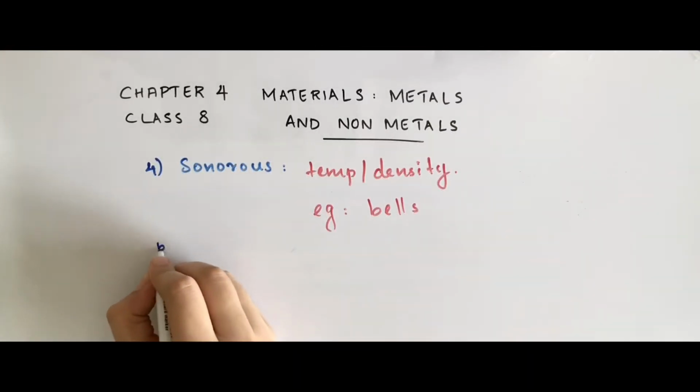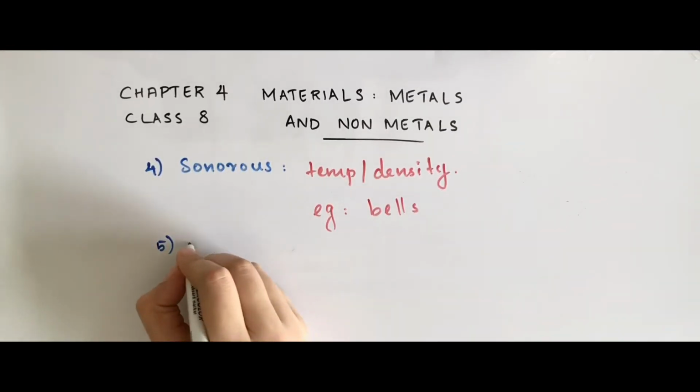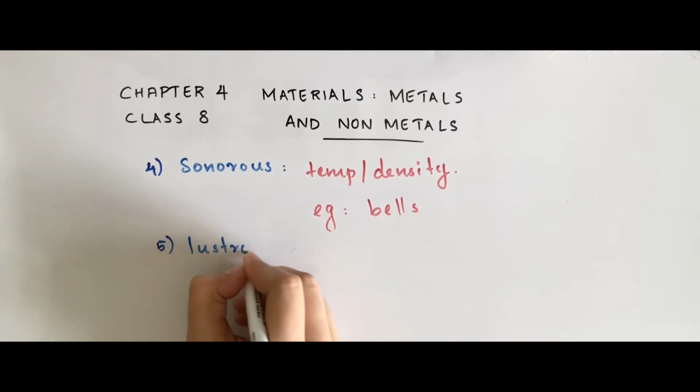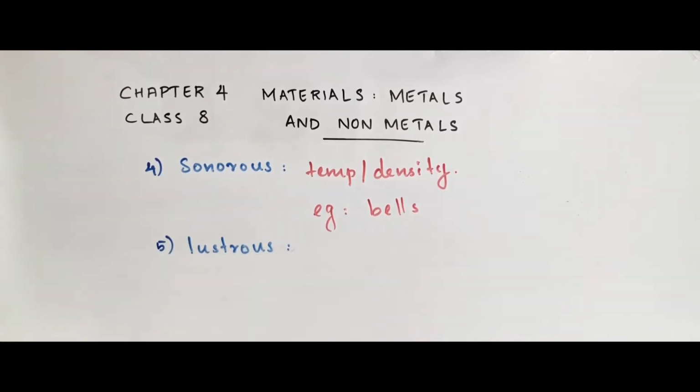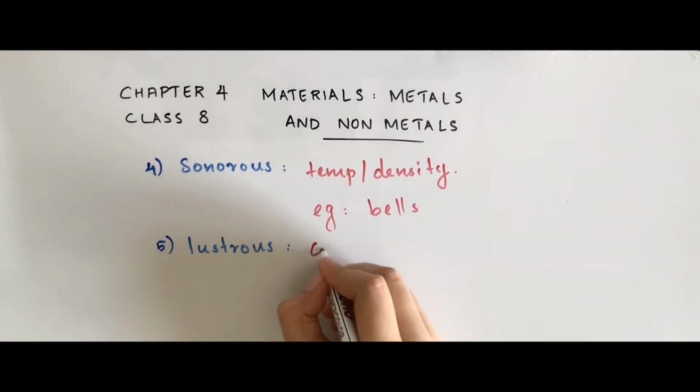The next property would be lustrous. So what is this lustrous property? It is the property of metal which makes them shine, and their structures are capable of reflecting incident light. So these have a very shiny appearance. The main example would be gold itself.